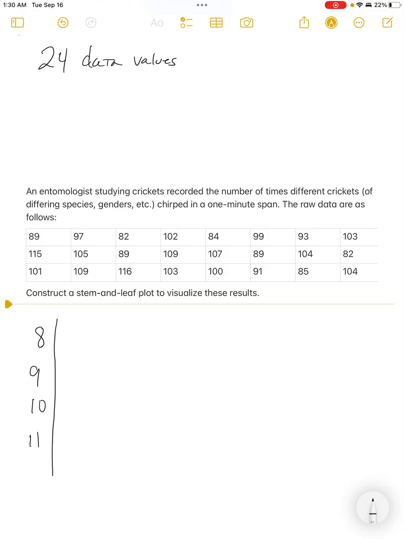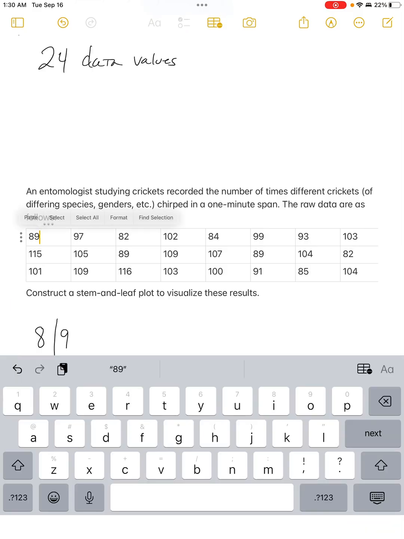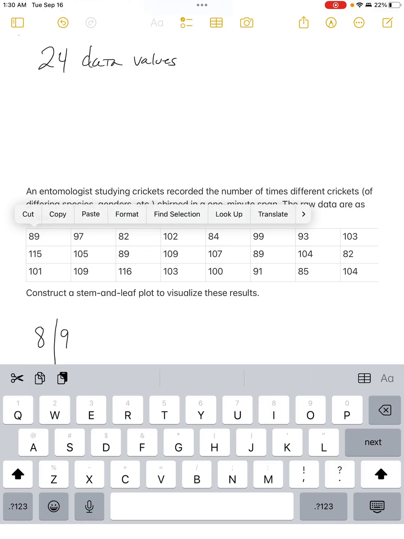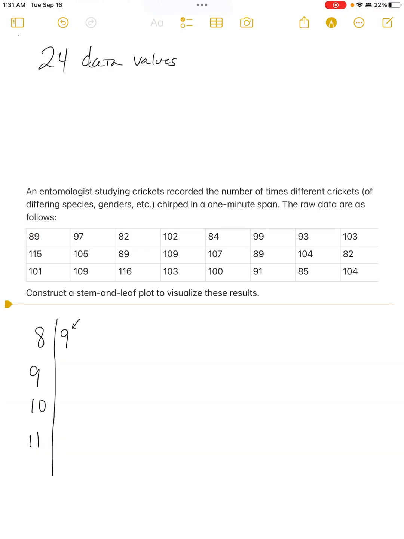And now we just go. My recommendation would be, hey, just write them out first. So I'm going to go data value by data value. 89. So a 9 goes there. For this data value right here, 89, we're writing this 9 right here for that very first data value. Then we see 97, 82, right? Then we see 102. That goes here. Then we see 84.